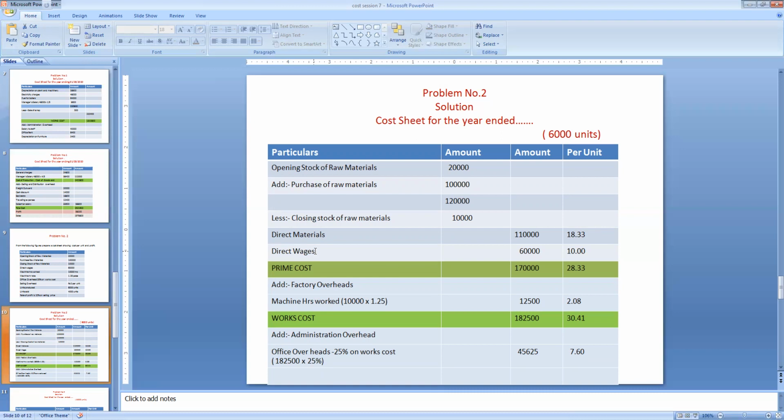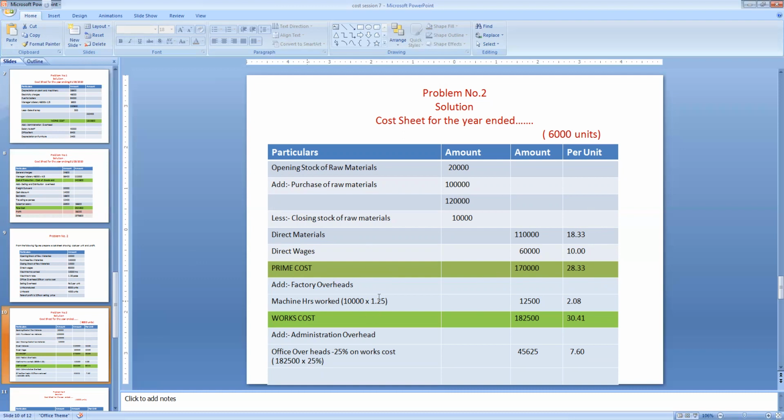Next in the question, it is given that direct wages is 60,000. Per unit means divided by 6,000, it comes to 10 rupees per unit. Therefore, the prime cost is 1,70,000. Per unit is 28 rupees 33 paisa. So to this we should add factory overheads.